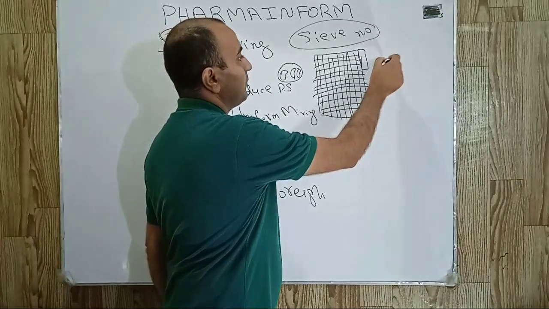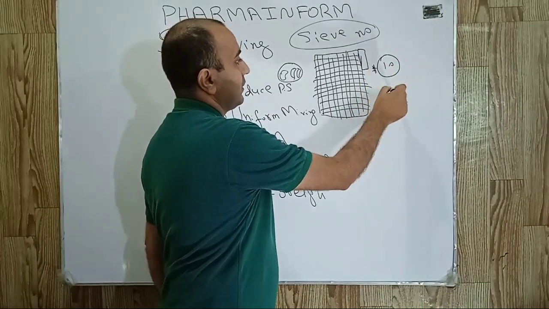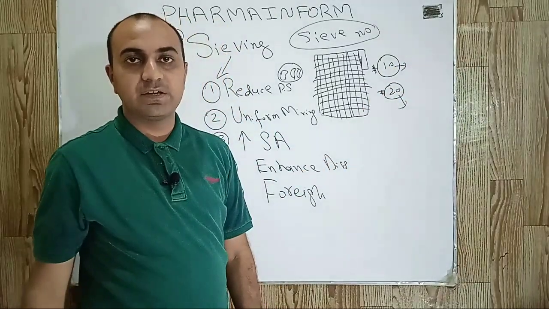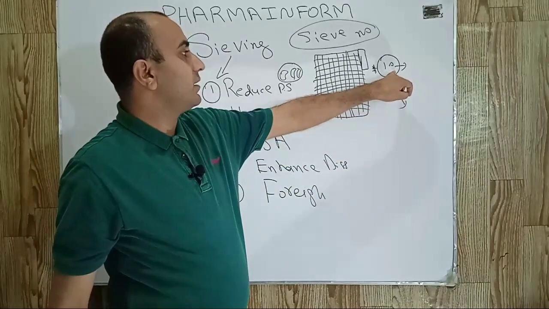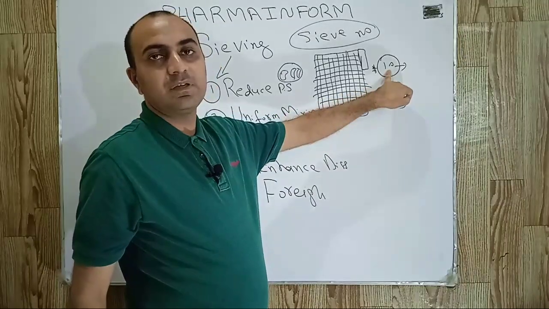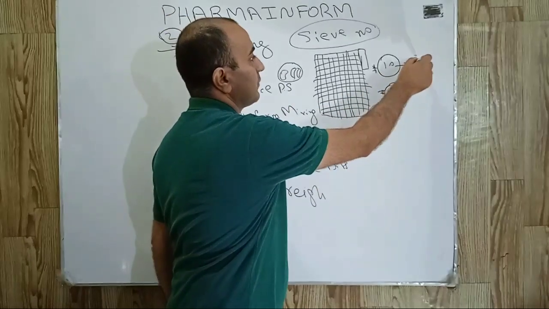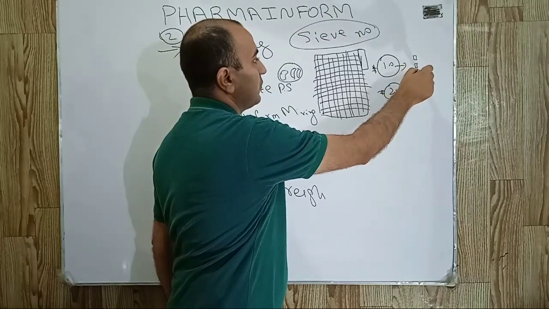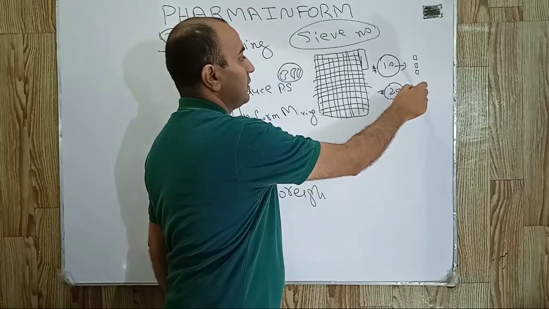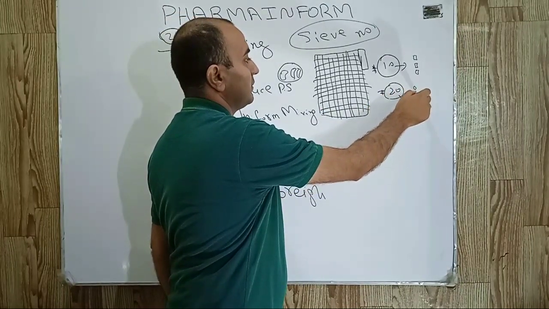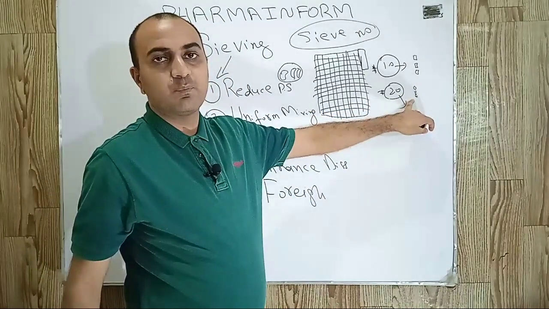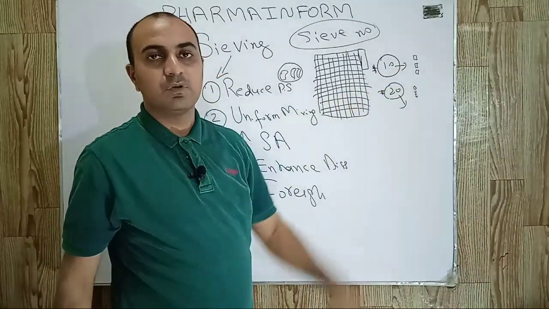So 10 number and 20 number. The 20 number will be the finer sieve. The 10 number will be coarse, because in 1 inch we have large holes, which will be 10, and in the case of 20 the diameter of the hole will be small, so particle size will be finer in 20 as compared to 10.